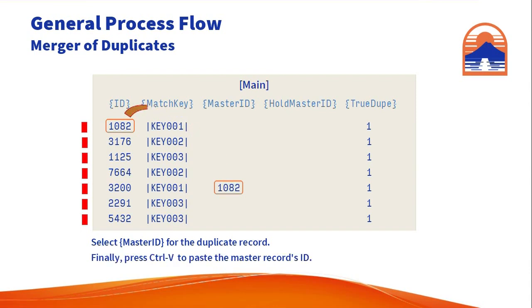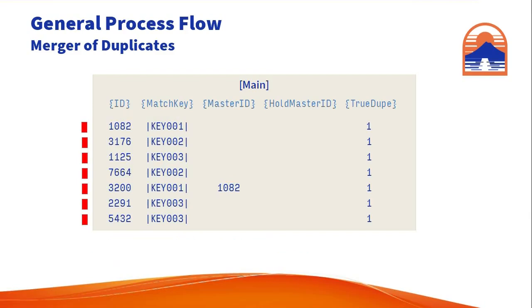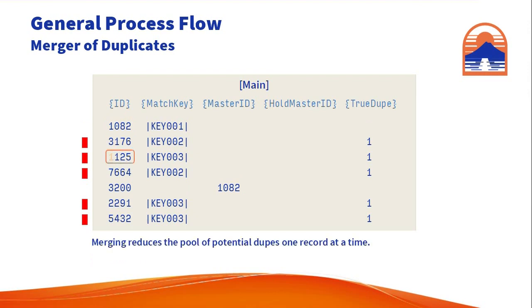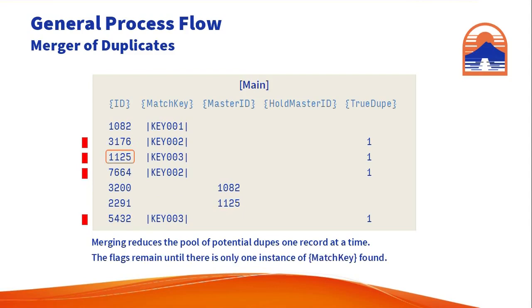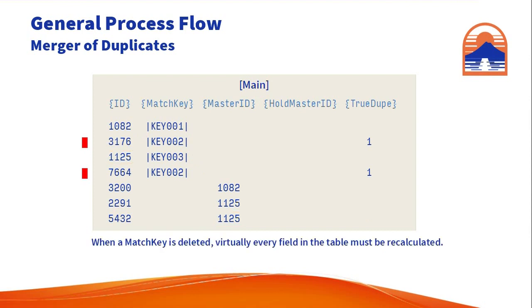The presence of a value in the master ID field clears match key and true dupe. Each merged record reduces the pool of potential dupes one record at a time. For instance, merging the first duplicate key 3 only removes that record from the list of dupes. Not until the second one is merged do we end up with only a single instance of that key in match string, allowing all remaining dupes for that key to be cleared.